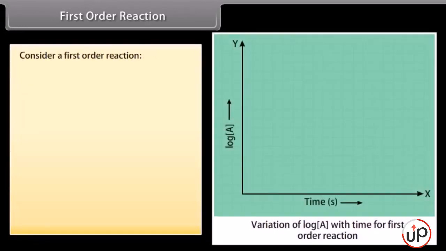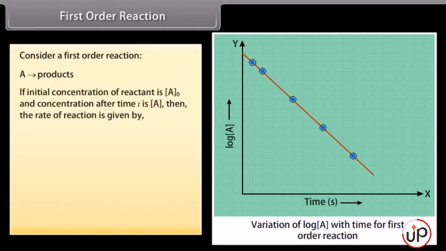First-order reaction. Let us consider a first-order reaction in which A is changing into products. If the initial concentration of reactants is a naught, and the concentration after time t is a, then the rate of the reaction is given by minus d[A] by dt is equal to the product of k and [A]. It can be written as minus d[A] upon [A] is equal to k dt.